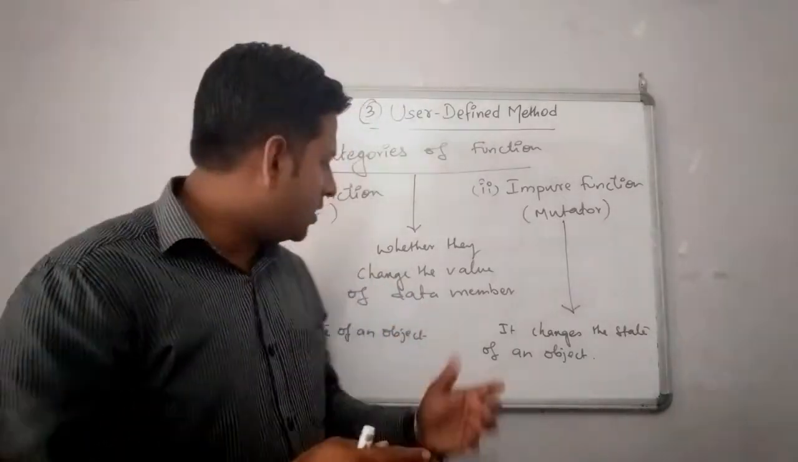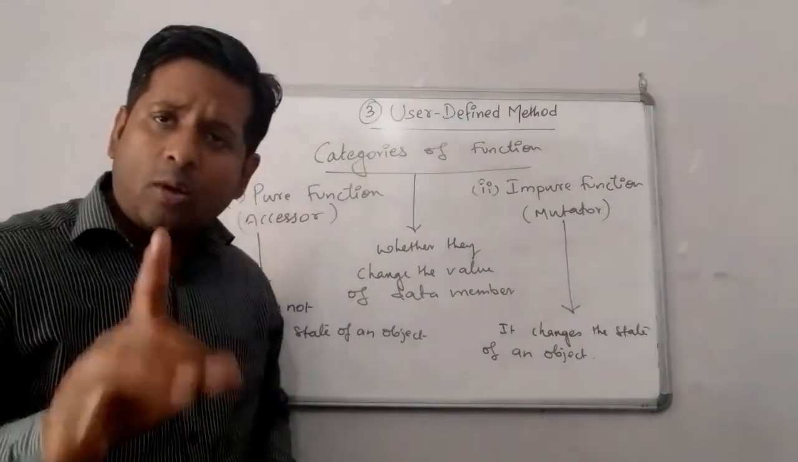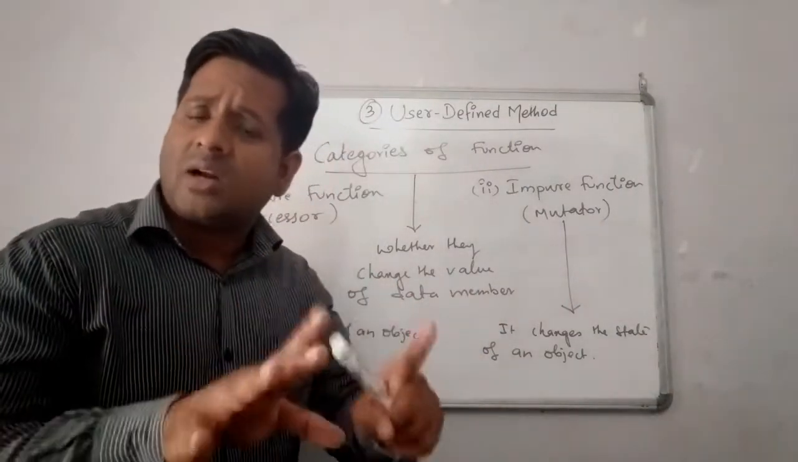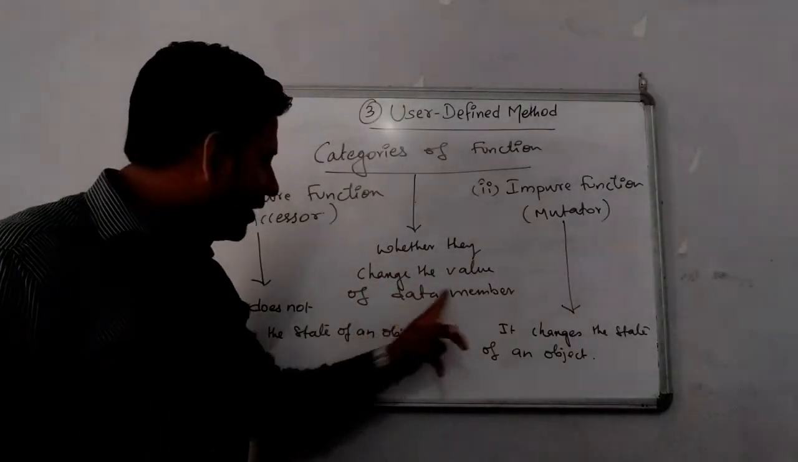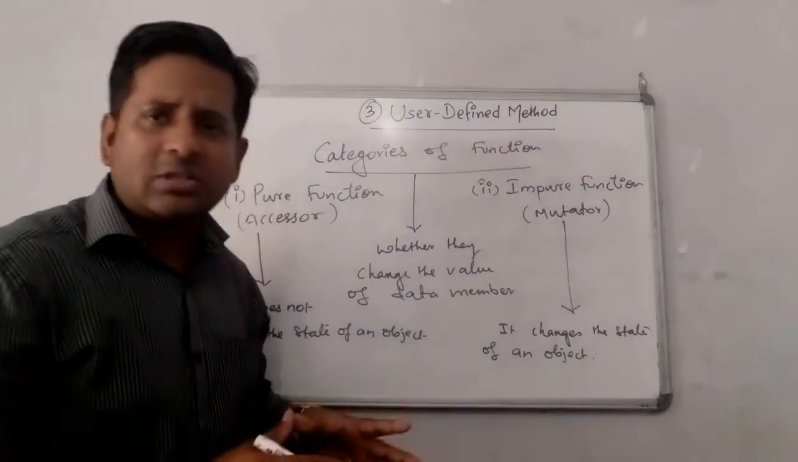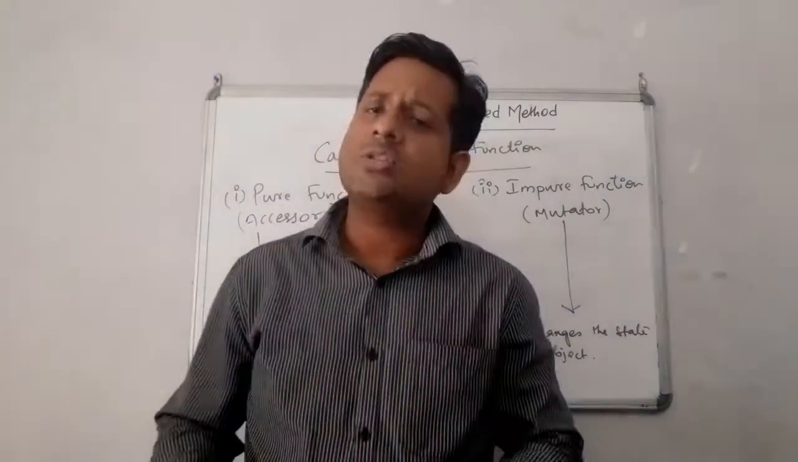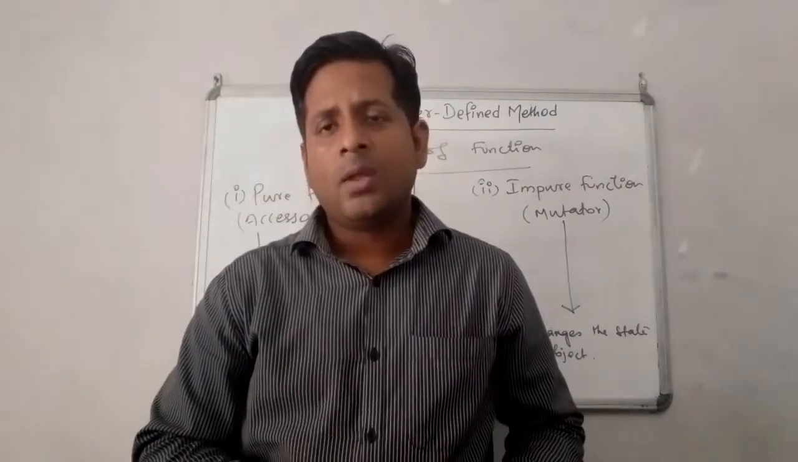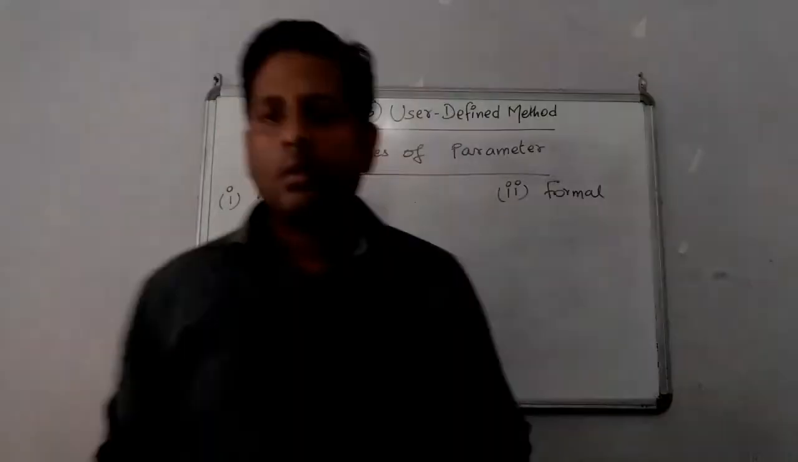So this is based on whether they change the value of data members. Now here object means not only object, it can be data members also. So whether they change the value of data members, based on this there are 2 categorizations of functions, that is pure functions and impure functions. So is this clear, children? Now let us see some more topics from this chapter.